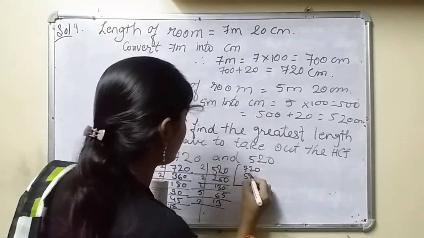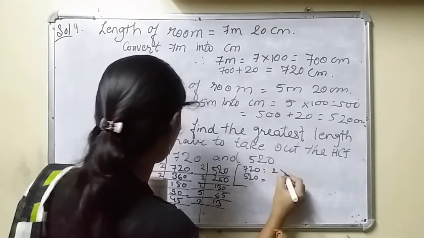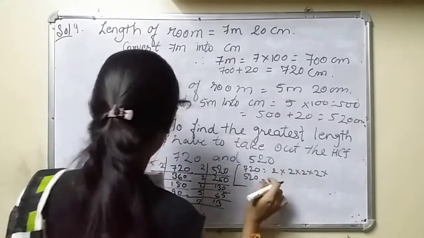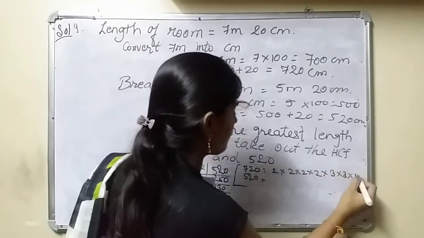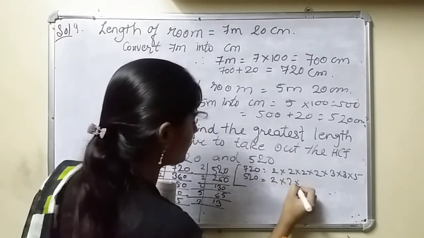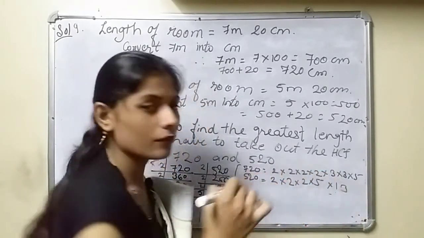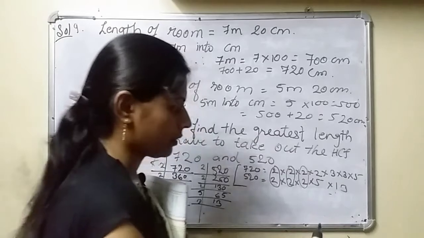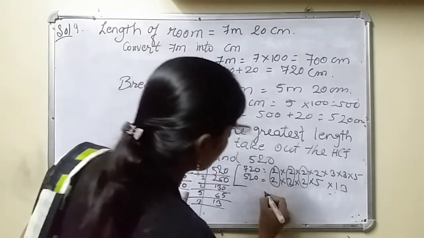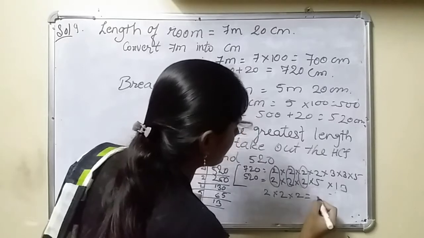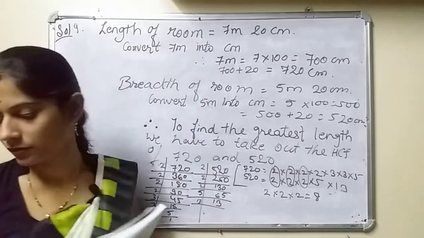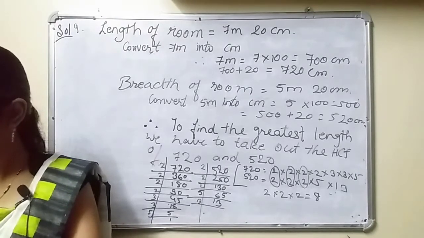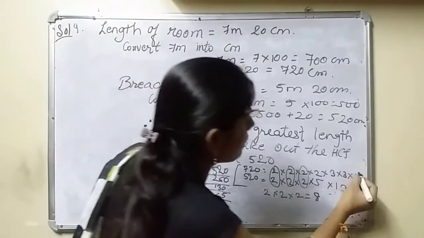So 720 and 520, you got here factors 2 into 2 into 2 into 2 into 3 into 3 into 5, and 520, 2 into 2 into 2 into 5 into 13. Find the common numbers here, 2, 2, 2, not any other number. So 2 into 2 into 2 is equal to 8, okay. See, one more number is there, 5.